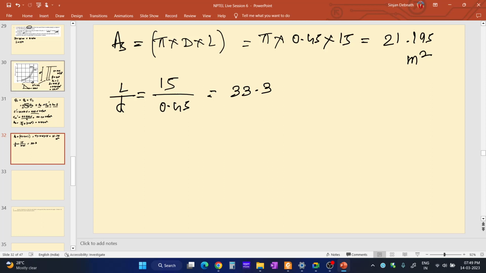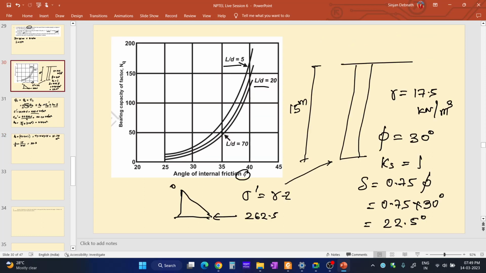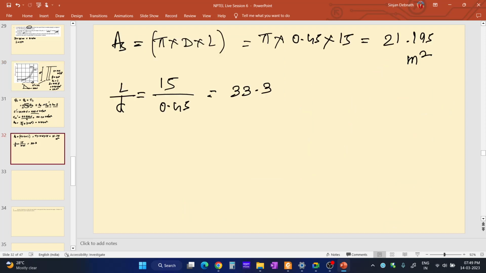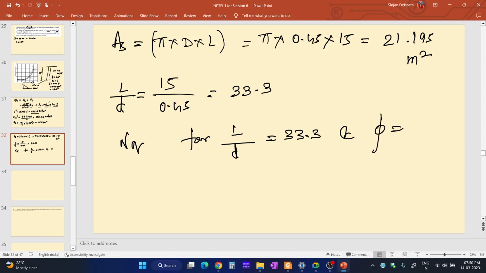So now, for phi equal to 30 degrees and for L by D equal to 33.3, the curve will lie somewhere over here. So if we just extend that point onto the y-axis, we will get the value of NQ. So the value of NQ will be around 16.5. So NQ for L by D equal to 33.3 and phi equal to 30 degrees will be equal to 16.5.